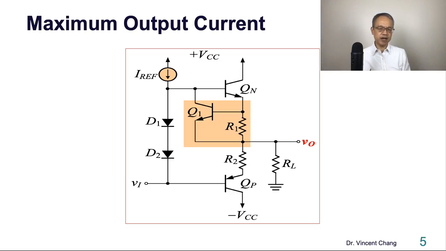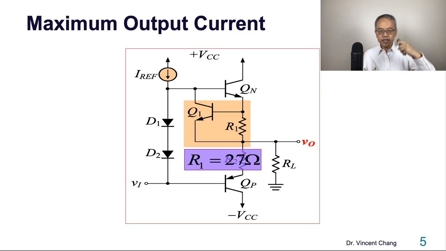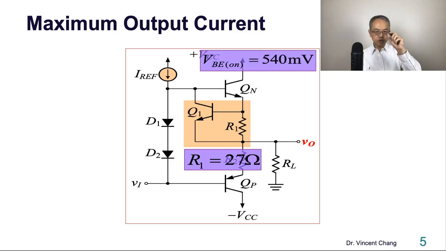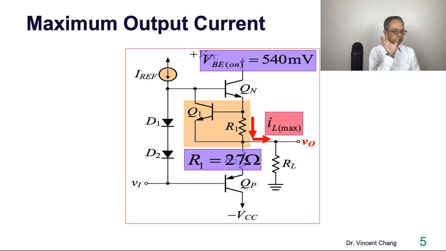So what's the magic behind this? What's the reason behind this? Let me give you an example. For example, R1 is 27 ohm, and the turn-on voltage of the BJT, the bipolar junction transistor, is 540 millivolt, 0.54 volt. With these two data, what will be the maximum current?